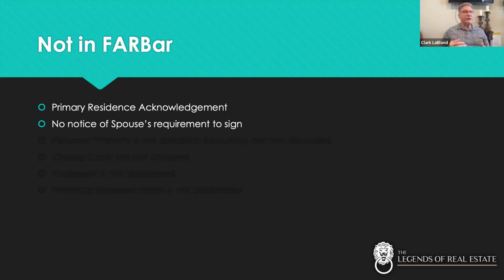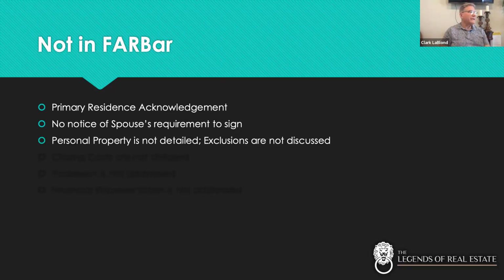So a lot of the things that aren't in the FARBar anymore were things that NEFAR put in as good reminders and guides for us. So we have to start thinking about those things. Personal property is not detailed, nor are exclusions. So both documents have the personal property early on, but I'm going to tell you right now, there's no detail.